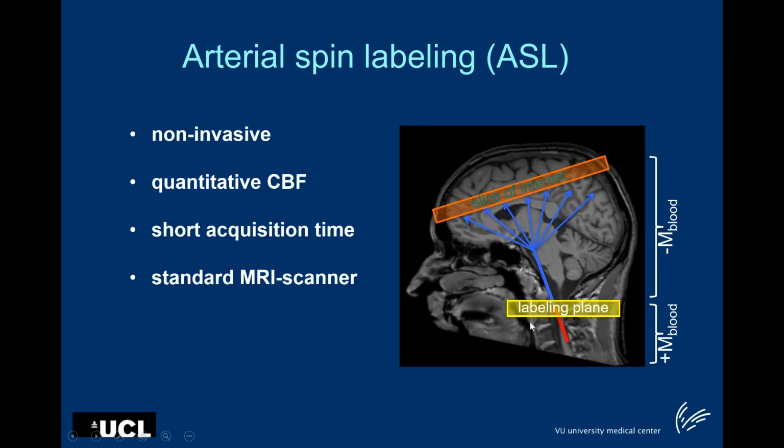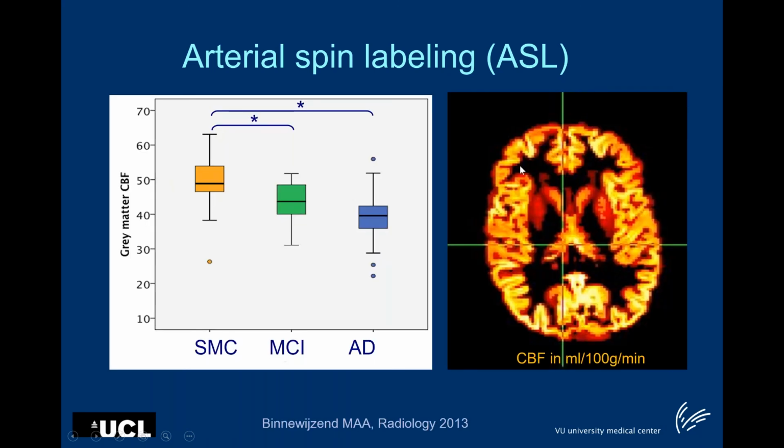And the final technique I want to mention is arterial spin labeling, which is a non-invasive labeling of blood, which you can then read out in the brain using MR. So it's a technique that does not require contrast administration, and you can then create these beautiful perfusion maps, here shown only in the gray matter. And as you would expect, the perfusion goes down considerably in AD and is sort of intermediate in MCI.